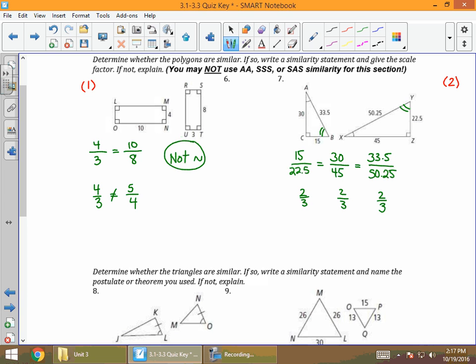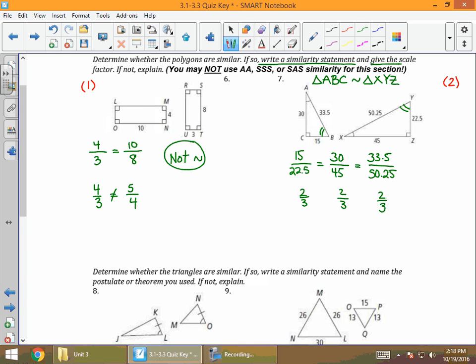It says determine whether the polygons are similar. We did it. Yes, they are. If so, write a similarity statement. A similarity statement is simply triangle ABC is similar to triangle XYZ. Now, that order matters. So A is the same as X, B is the same as Y, and C is the same as Z. So that is my similarity statement. That is worth 1 point.